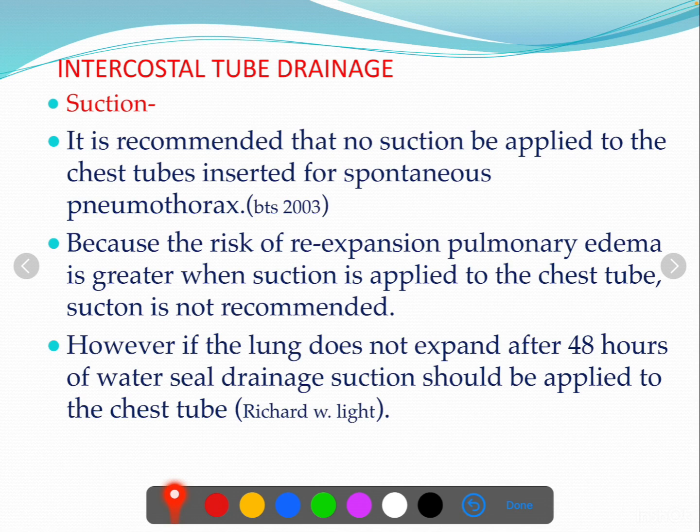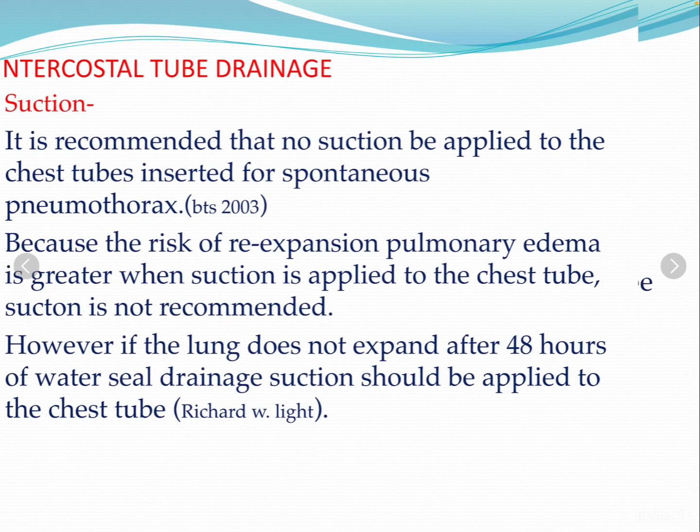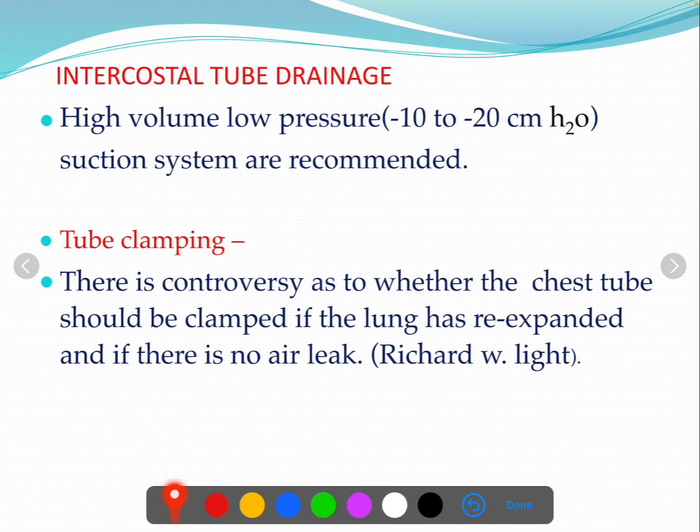However, if the lung does not expand after 2 days of water seal drainage, then suction should be applied to the chest tube. We can apply it after 2 days if the lung is not expanding. Then they are talking about intercostal tube drainage: high volume, low pressure suction systems are recommended, at minus 10 to minus 20 centimeters of water.